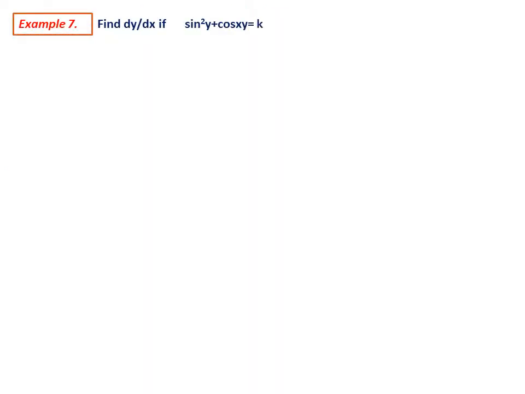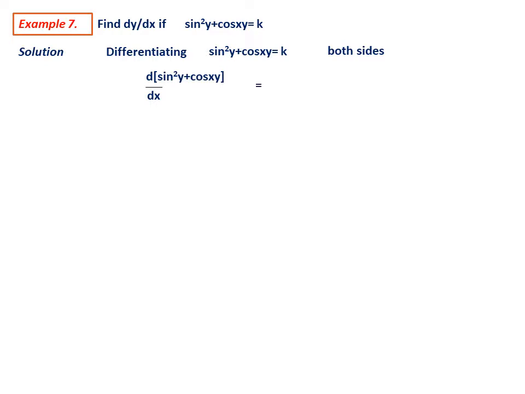Next example: find dy by dx if sine square y plus cos xy equal to k. So same method once again, both sides you have to differentiate. d by dx of sine square y plus cos xy equal to k. Differentiation of left side equal to differentiation of right side. Now once again addition rule: d by dx of sine square y plus d by dx of cos xy equal to 0, k is constant.